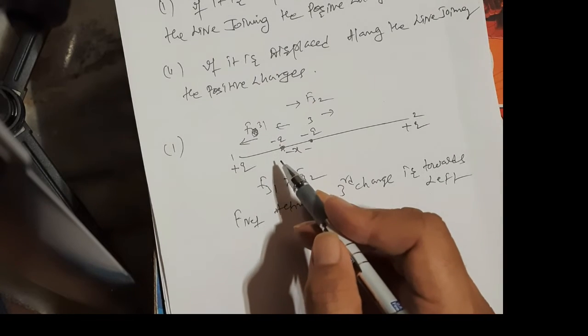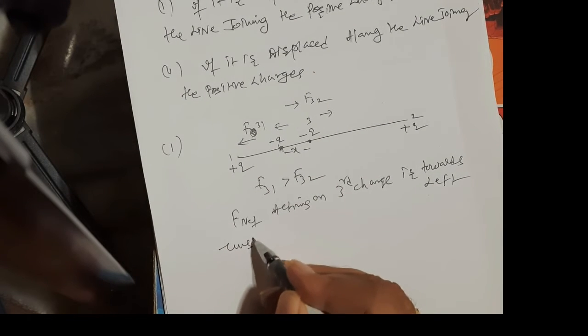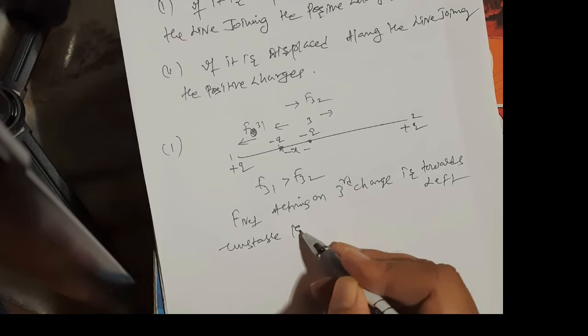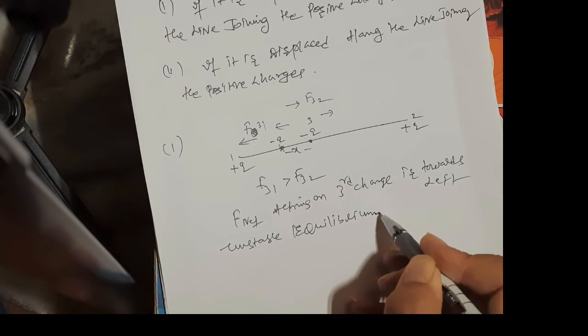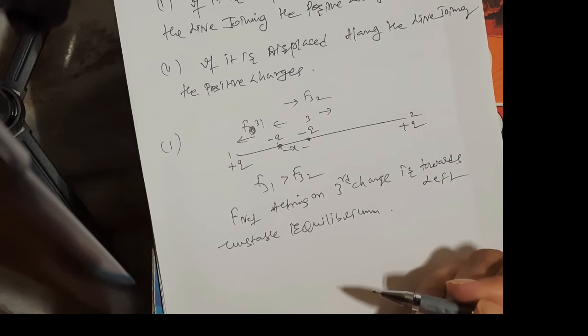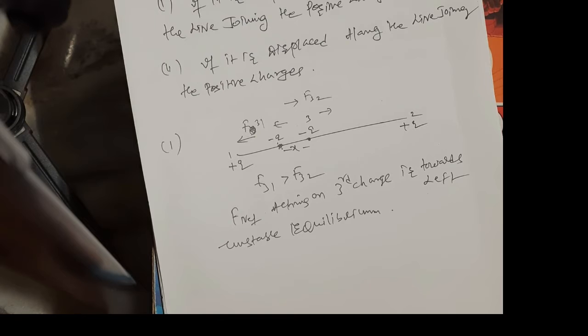So this charge is not in equilibrium. This is unstable equilibrium. The charge is in unstable equilibrium. Net force acting on the charge is along which direction? Towards the left. So the charge is in unstable equilibrium.